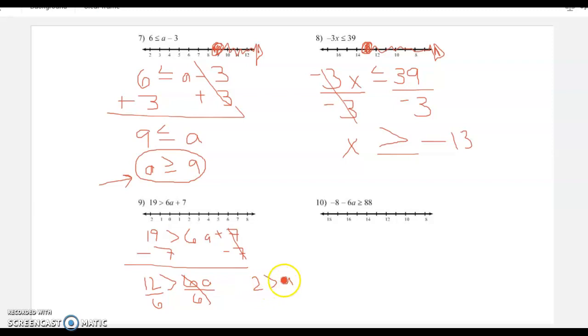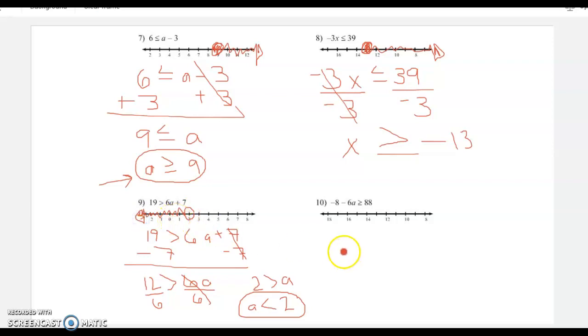So if 2 is greater than a, that means that a is less than 2, right? Keep the inequality pointing at what it was pointing at. It was pointing at the a. So when I move it around, it's still pointing at the a. So then I would go to where a is 2, put a dot. Not going to fill it in because it's not equal to. The numbers less than that would be to the left.